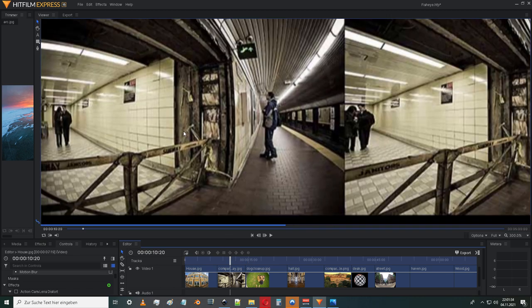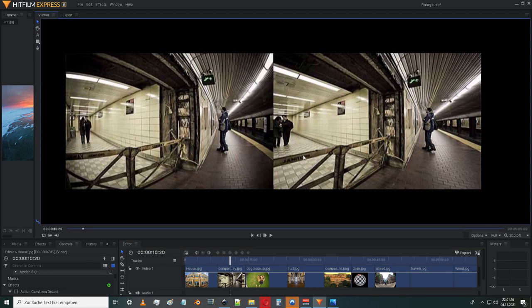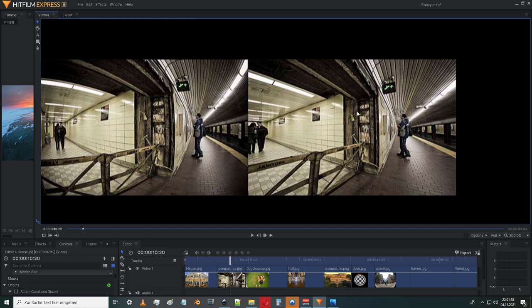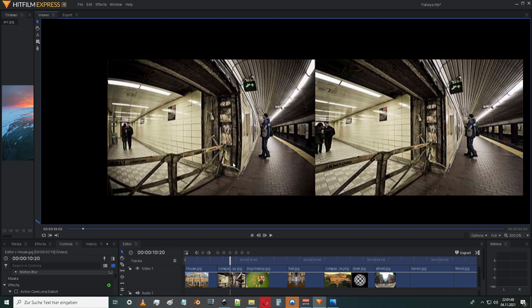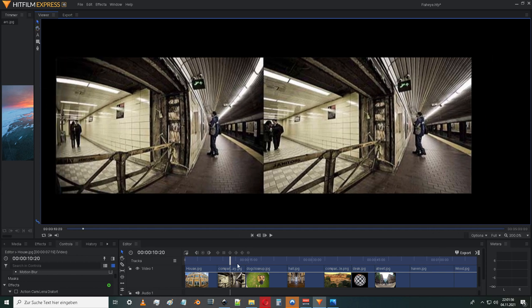There we got the direct comparison. You can only see the distortion when you look at the tiles. There you have the bending going on. There it's completely straight. There's also a little bit of bending. They're bent and so on. Let's go to the next.